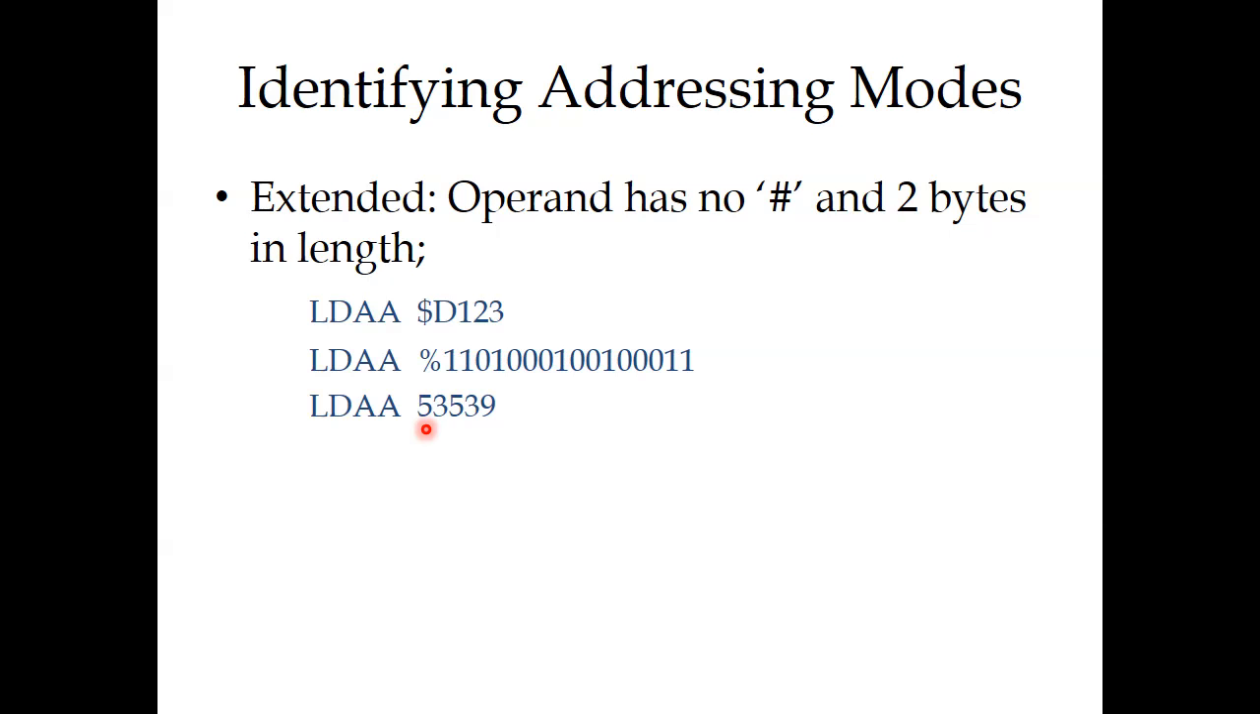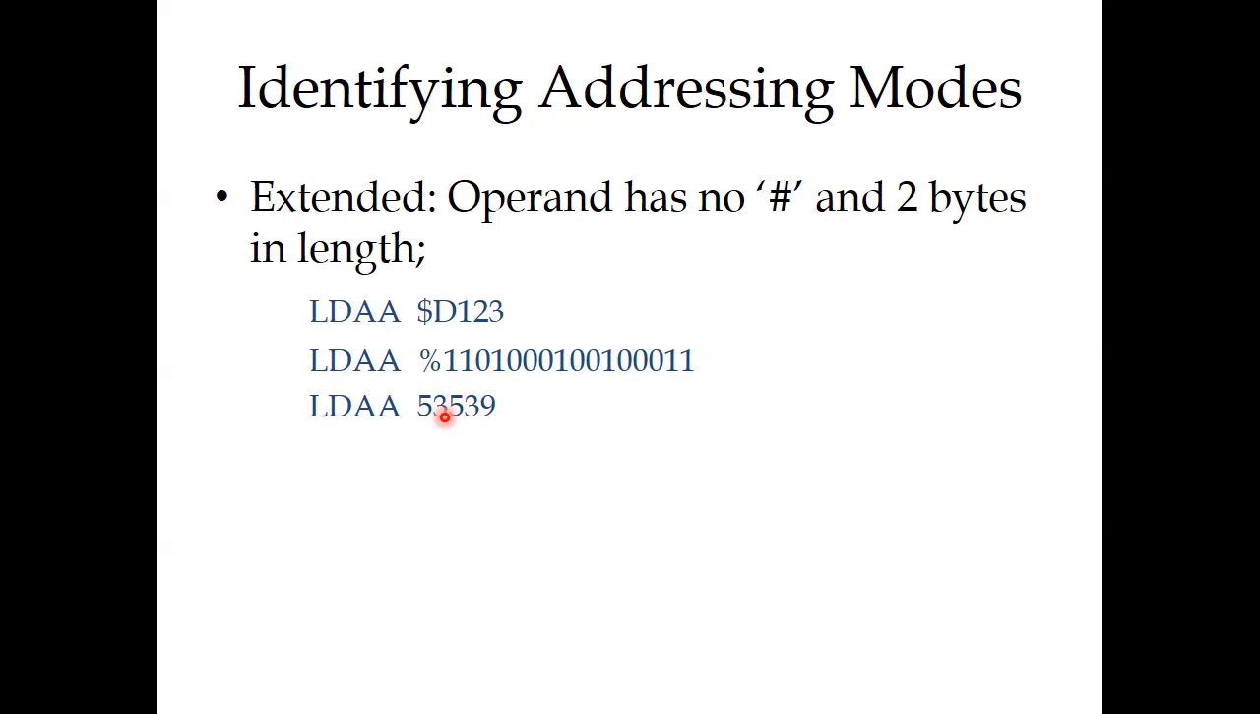Now, extended and direct are pretty close, okay? Extended also does not have the pound sign, but this time your operand will be more than 1 byte. That means it will be 2 bytes, or between 1 and 2, okay? For an example, you see this one, this is 2 bytes, right? Look at this one in hex. D123, there are 4 digits in hex. That means 16-bit in binary, right? Now look at this binary. This is more than 8-bit for sure, right? So that means this is 2 bytes.